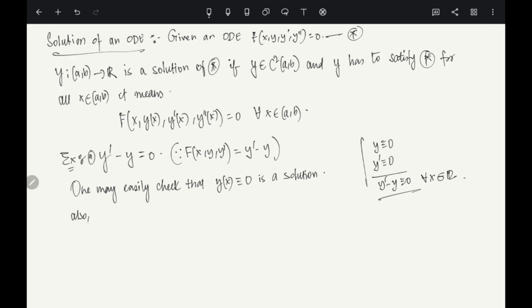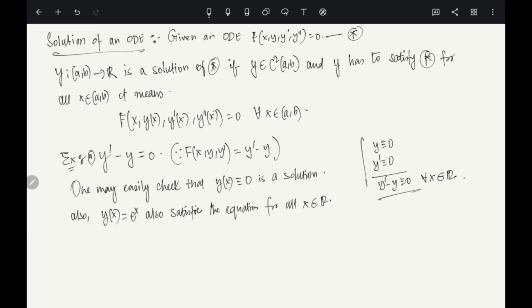Also, you can check that, let's say, y(x) equals e to the power x also satisfies the equation for all x in R, right? Because y prime is exponential x, the same thing is happening, minus exponential is going to give you 0, so this holds for all x. Again, exponential is twice continuously differentiable, so you understand that's a solution in this case.